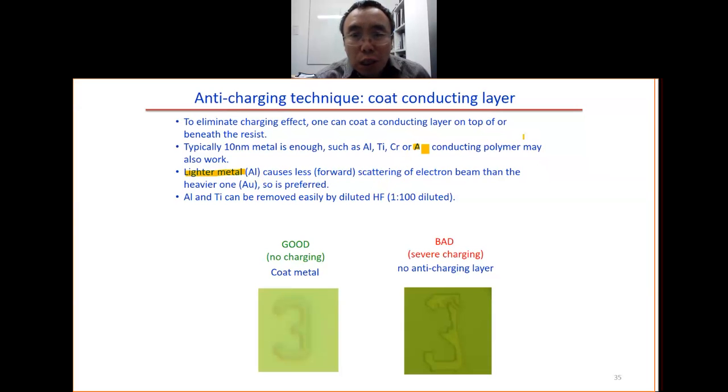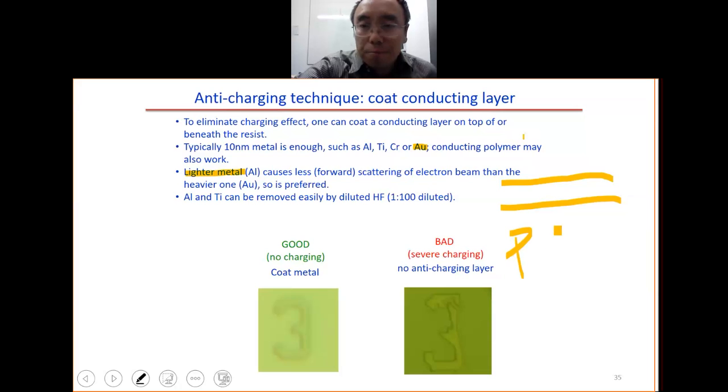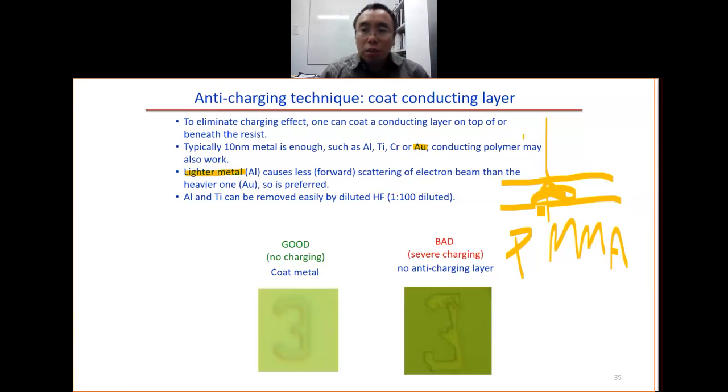Gold has a very high atomic number. If we have gold on top of the PMMA, when the electrons come in, they will be scattered too much, and the pattern design will not be very good. So usually we want a light metal. Coatings of aluminum or titanium can be removed by very dilute hydrofluoric acid, like 1 to 100 diluted. This very weak acid will not attack the resist.